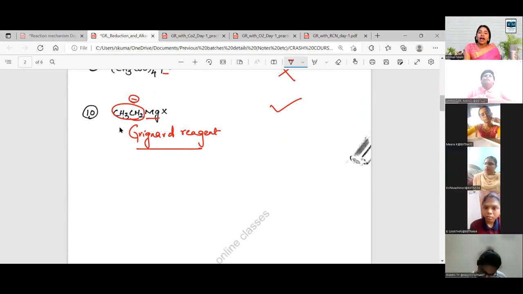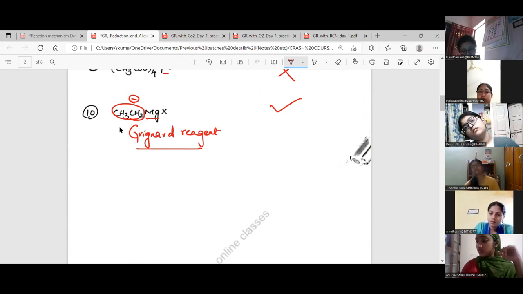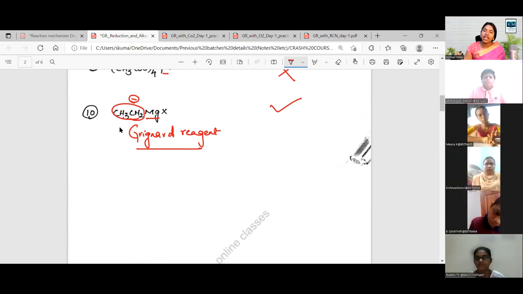Organometallic compounds have metals. Metals have a tendency to lose electrons. The alkyl part has a tendency to gain electrons. These are good sources of carbon anion. Is it clear, everybody? Okay.